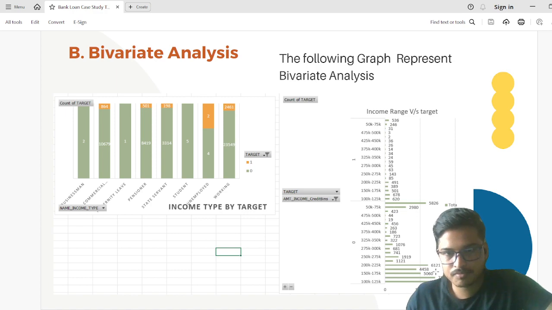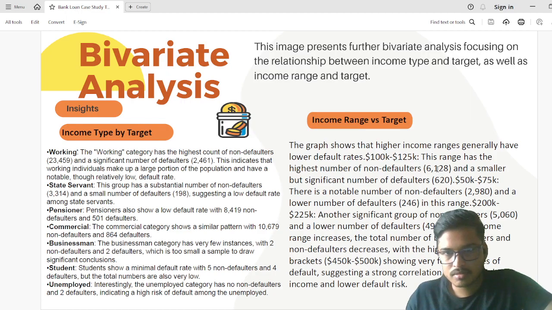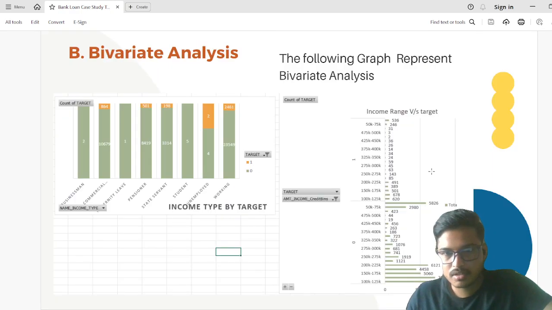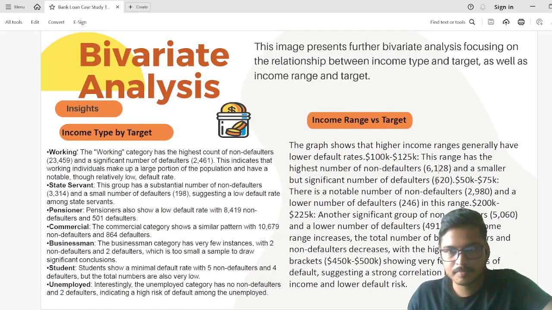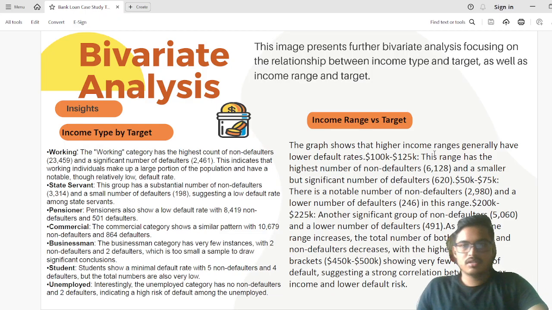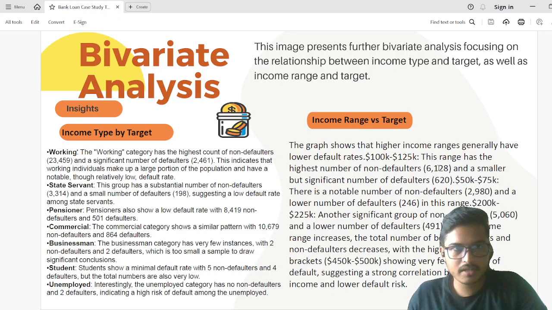Here we have 64, 28, and a smaller but significant number of defaulters, that is 620. I think 64, 20. Okay, maybe a little mistake by me can be done. I will change this in the formatting, in the last stage.